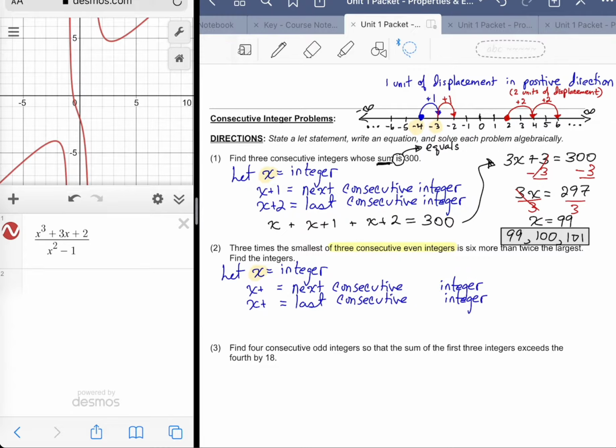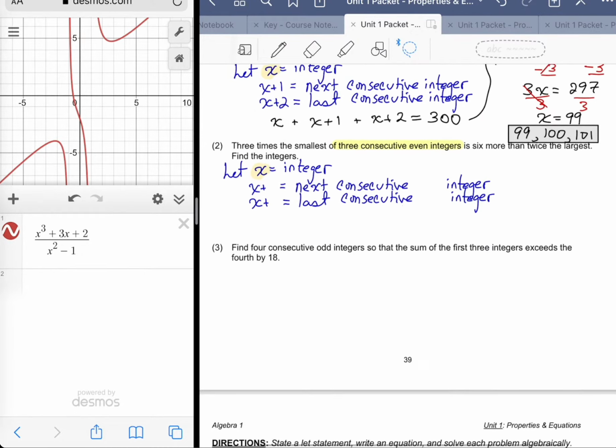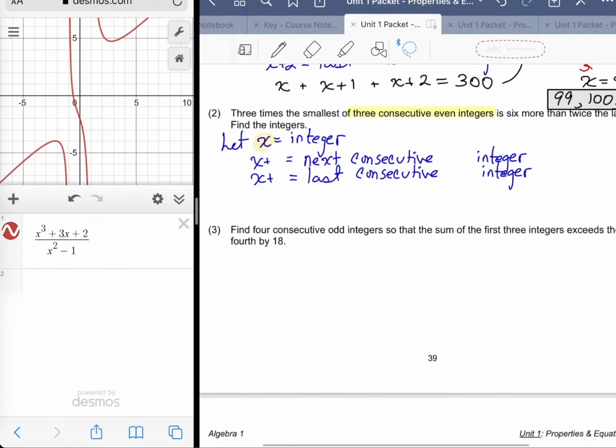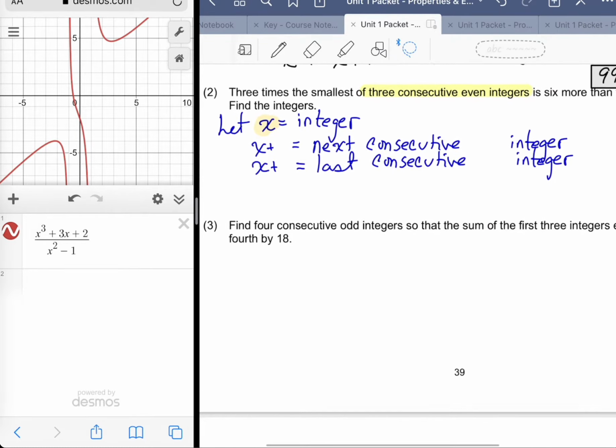So if I'm starting off at the number 2, and I want to get to 4, I have to add 2. If I want to get to the next even integer, I would add another 2. So I'm going to start off at some integer that I call x. I want to get to the next even integer. I'm just going to add 2 to my x.